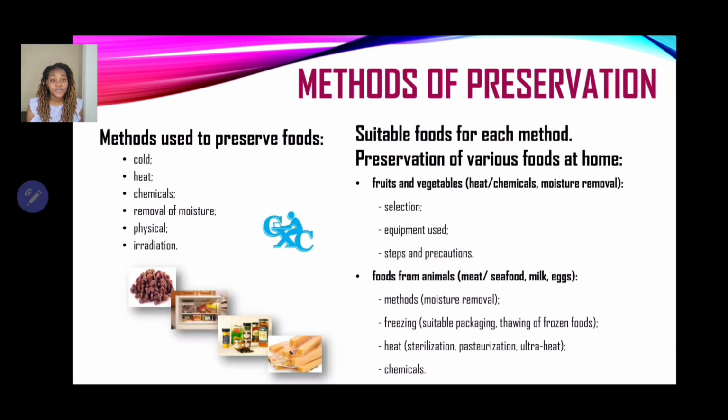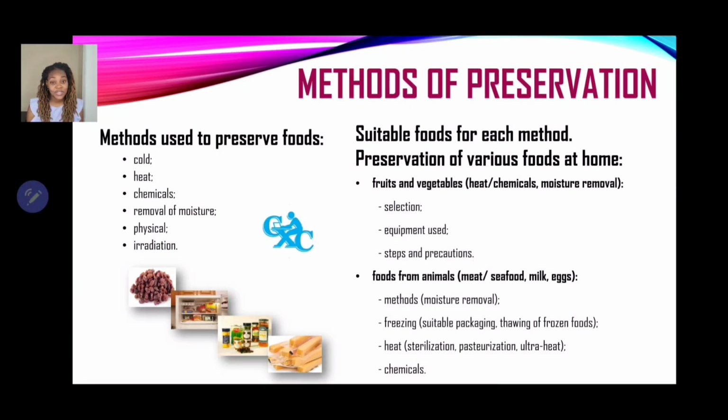Preservation of various foods at home, such as fruits and vegetables. How can we preserve those at home? So we may speak of pickling, we may also speak of dehydration, freezing, refrigeration, right? Awesome. Also suitable foods such as food from animals as well, such as meat, seafood, milk, eggs. How do we store those, guys? Right? What are the different ways in which we can preserve those things?